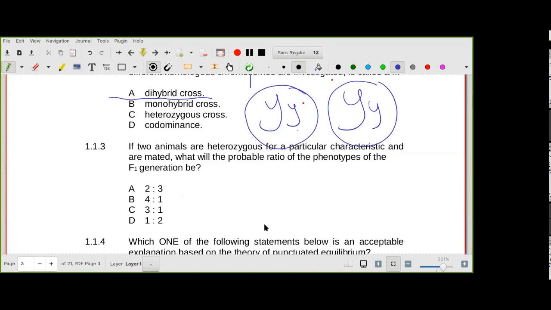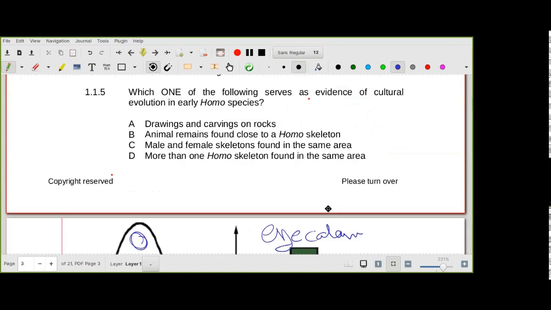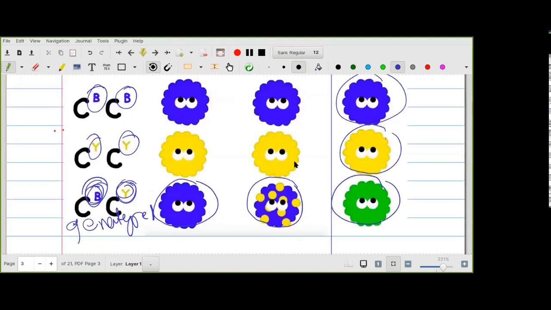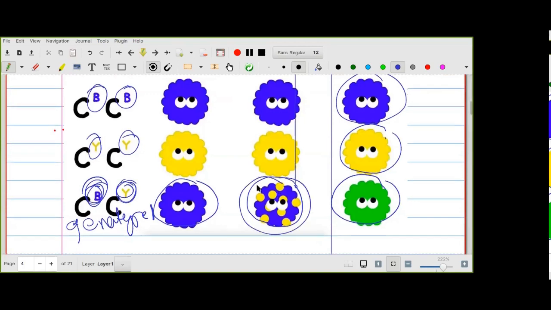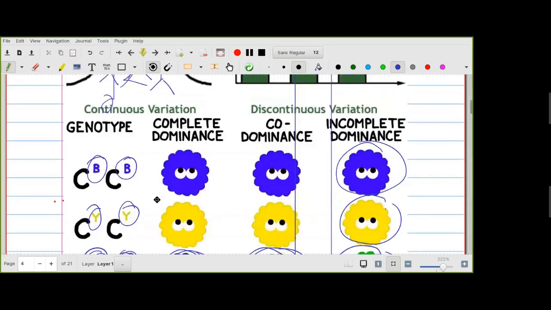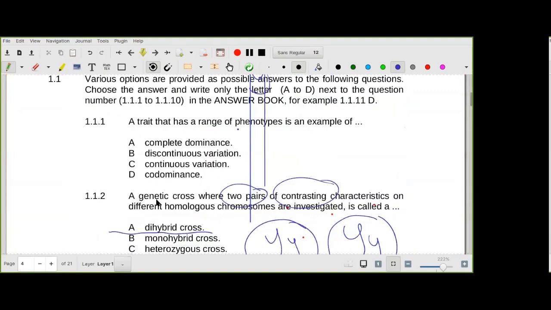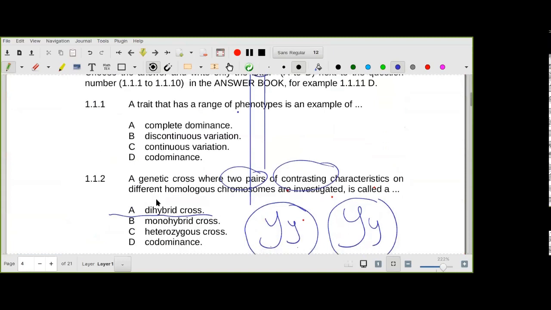And then what do we get with codominance? We talked about codominance. Codominance, ladies and gentlemen, is where, when I take a look at the phenotype, it shows me that both show. It's not like complete dominance where the blue shows, even if I have the yellow gene.